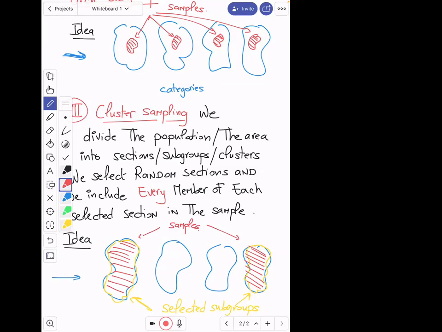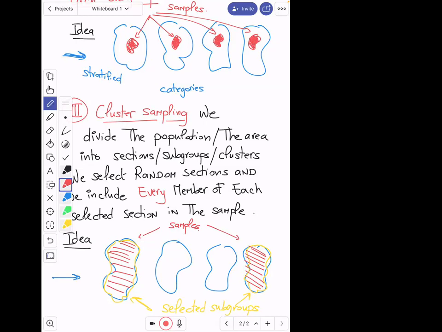I hope you see the difference with the stratified. This is stratified sampling. In the stratified sampling, I divided my population into 4 categories, and then we choose random samples from each category. So this red region here is my sample. It's not the entire category or the entire subgroup, it's just a sample from each subgroup, from the first, second, third, and fourth.